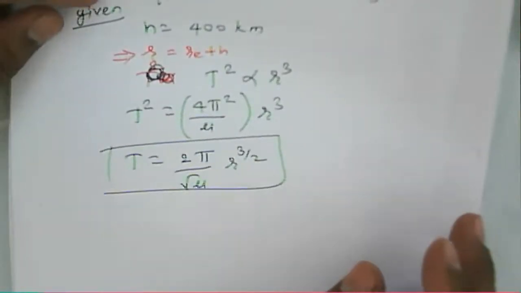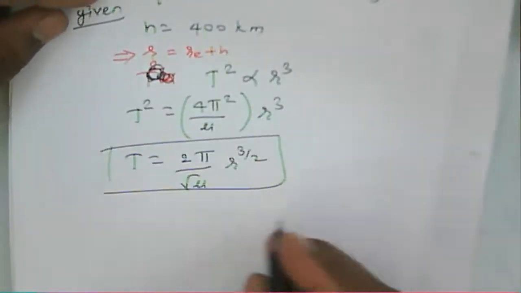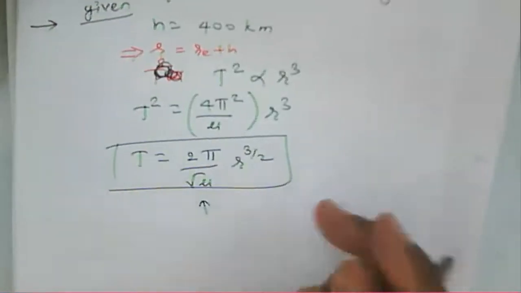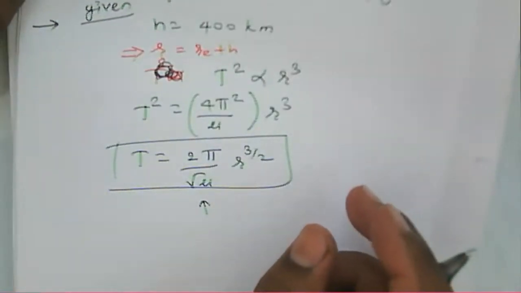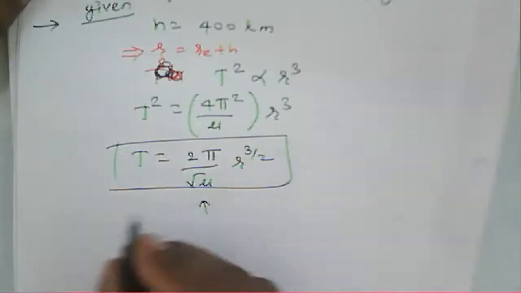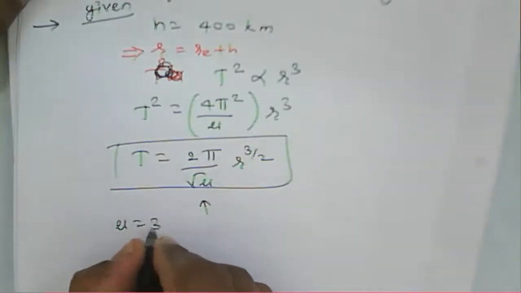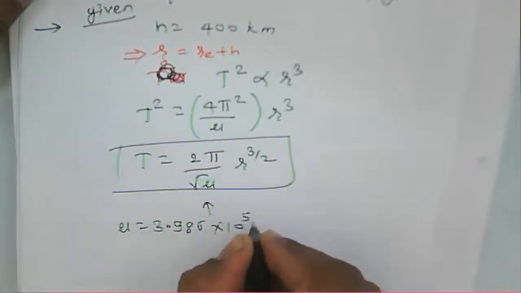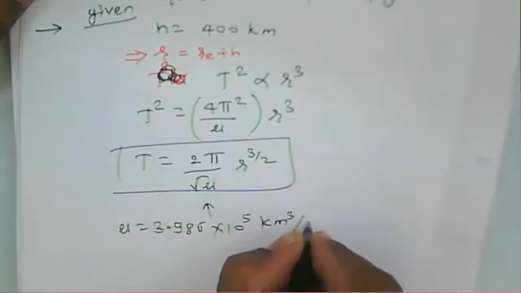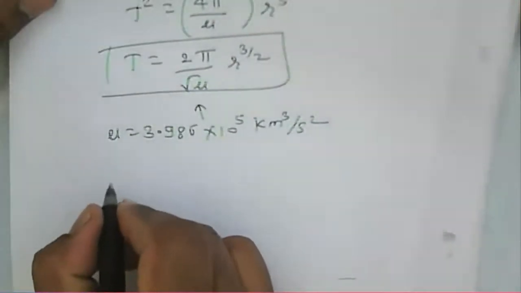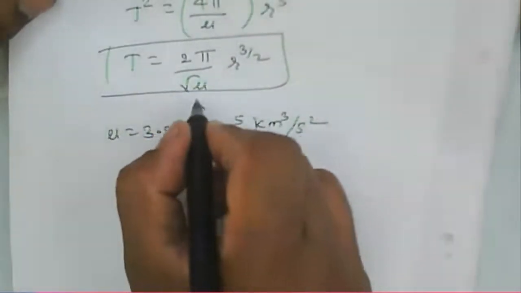To obtain this T, that gravitational constant is about 3 point something that we have used earlier. That is nothing but the mu we have considered earlier. That is about 3.986 into 10 to the power 5 kilometer cube per second square. Now we know that mu.